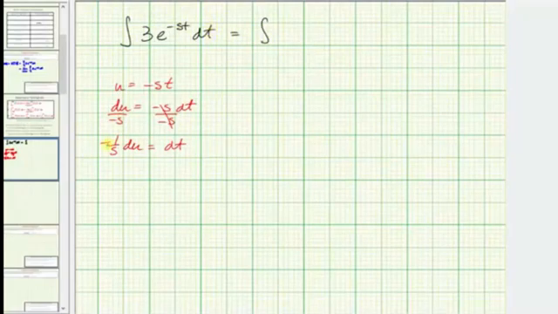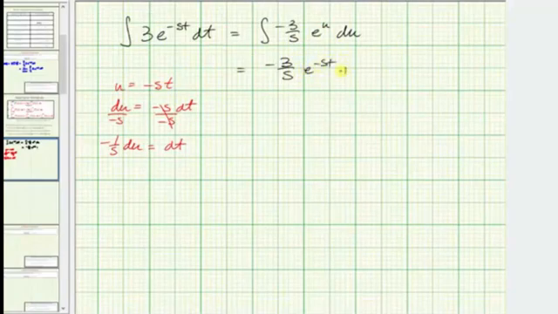Again, dt is equal to negative 1 divided by s du, so we can write this as negative 3 divided by s du, and this would just be e to the u. So the antiderivative is just negative 3 divided by s e to the u plus c, but u is negative st, so we have negative 3 divided by s e to the negative st plus c.